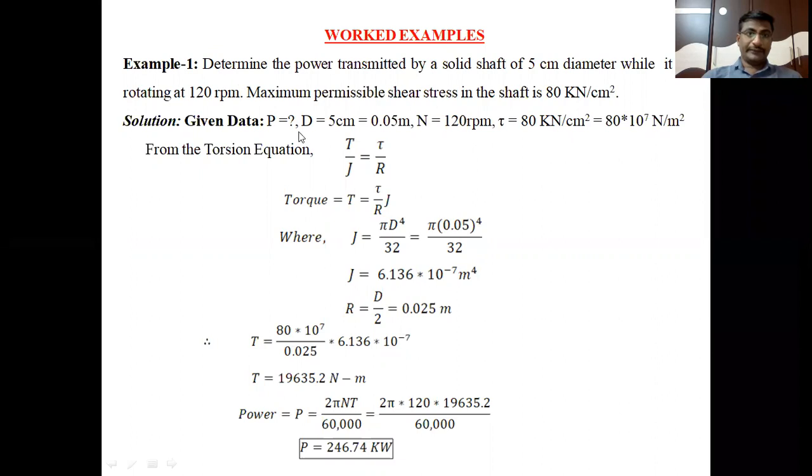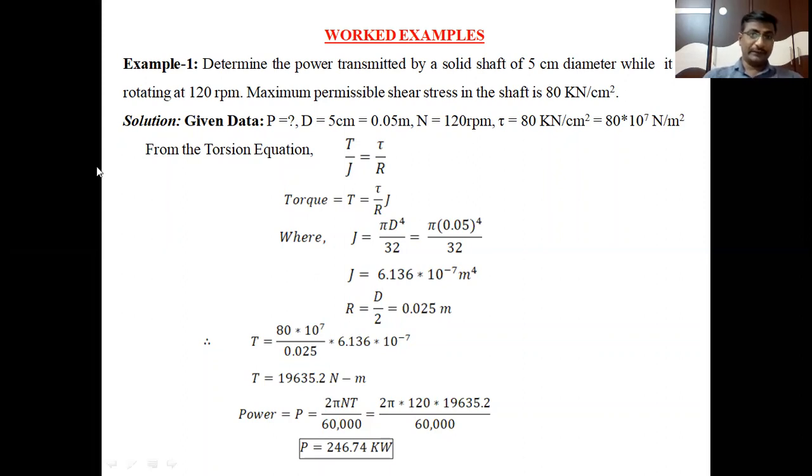The given data: we should find in this problem the power transmitted by a solid shaft, P. Diameter capital D is equal to 5 centimeters, that is 0.05 meters. It is rotating at 120 rpm, capital N, the speed of the shaft, revolutions per minute. The maximum permissible stress, which means the stress at the surface of the shaft, is 80 kilonewtons per centimeter square, or 80 into 10 to the power of 7 newtons per meter square. It is pascals. Okay.